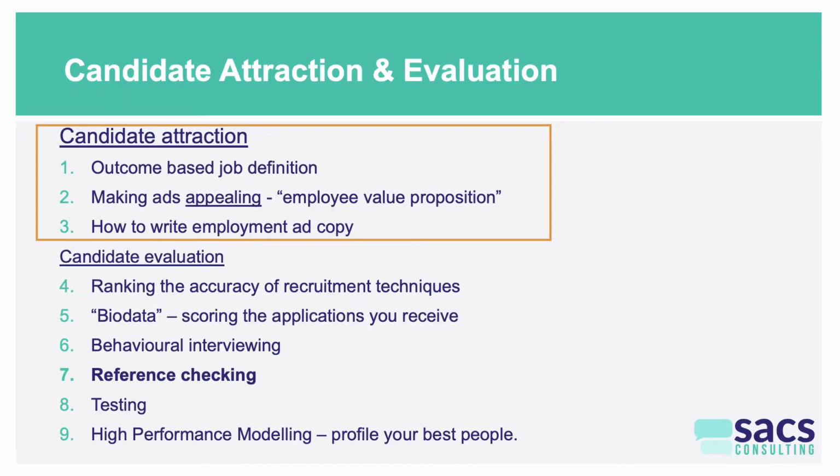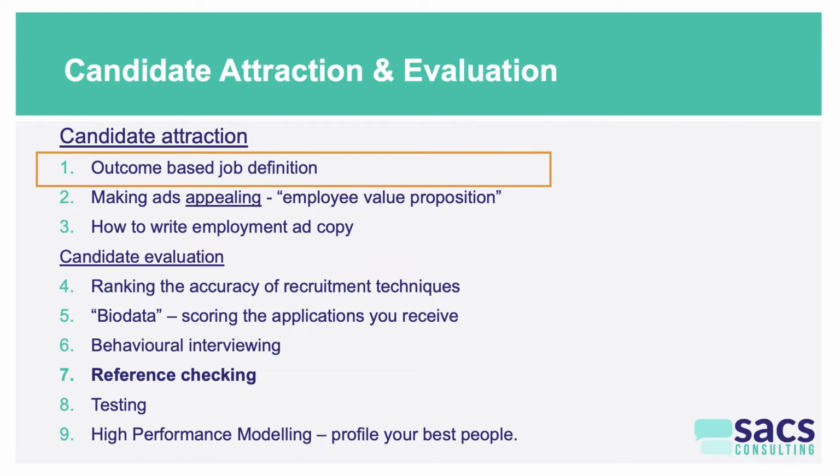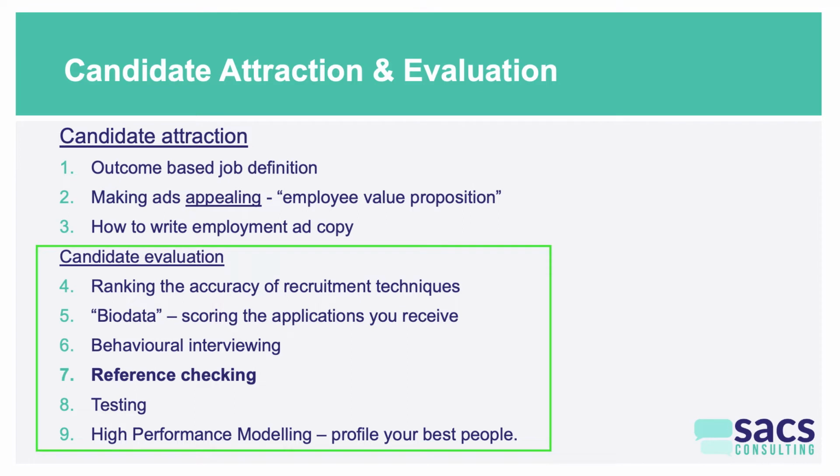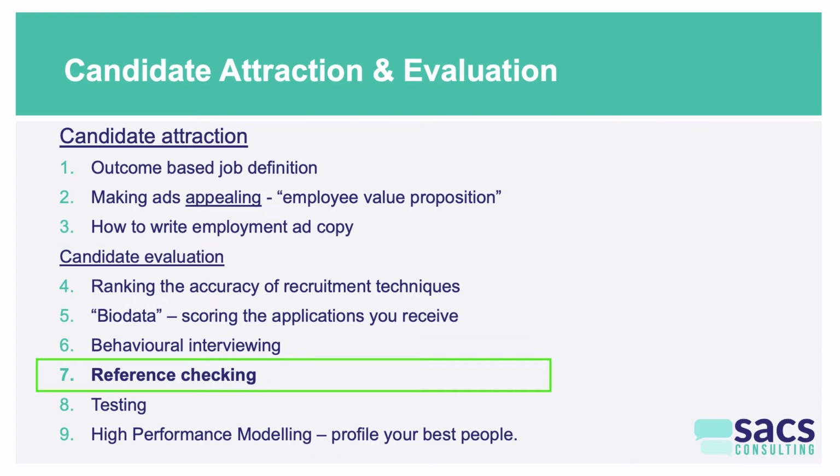In earlier videos, we talked about various techniques to optimize your candidate attraction, including defining the job in a new way, which is called outcome-based job definition, and then stuff about how to make your ads more attractive. In terms of candidate evaluation, we showed you the accuracy of various methods, and then we've shown you how to optimize your scoring of candidate applications, and then using behavioral interviewing. This one we were going to talk about reference checking.